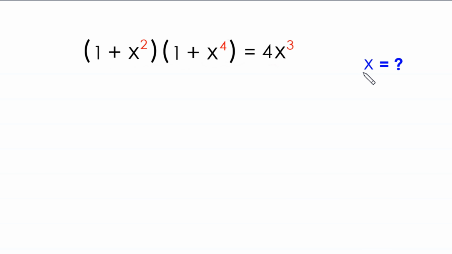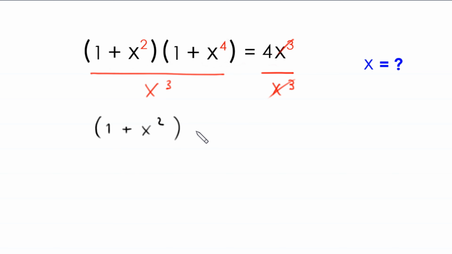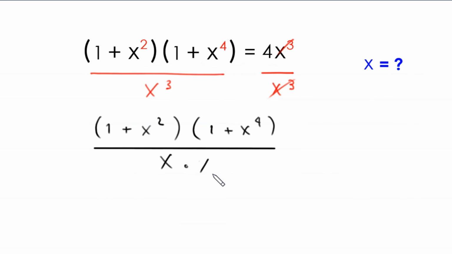So let's start. First we divide both sides of this equation by x³. At the right hand side we divide by x³, so this x³ will be cancelled out, and the left hand side can be written as (1 + x²) times (1 + x⁴) divided by x³, which is the same as x times x², is equal to, at the right hand side we are left with 4.